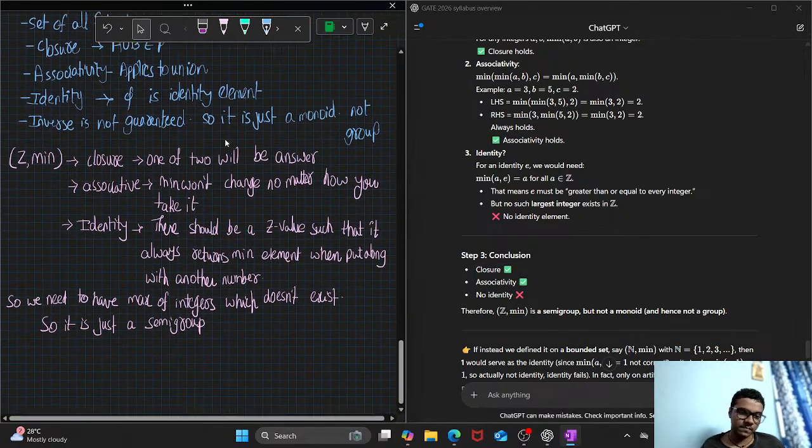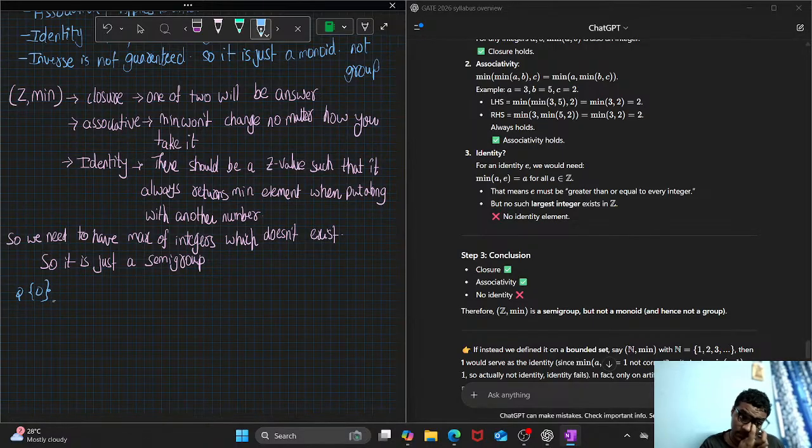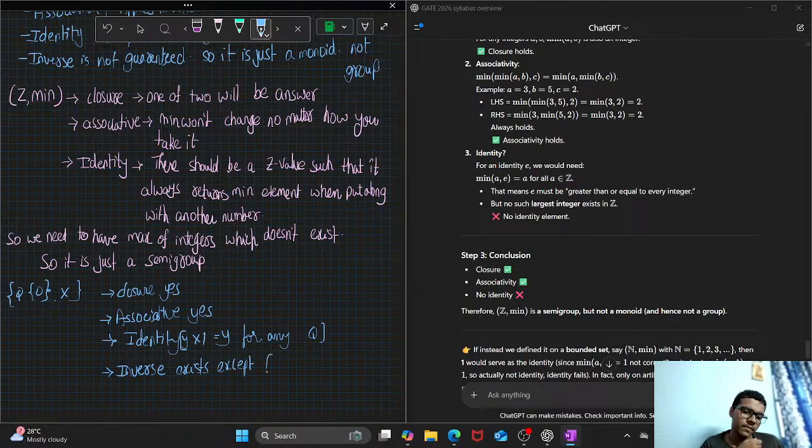And for the rationals Q except 0 with the multiplication operation: closure, associative, identity, into 1 equals y for any q, inverse exists except for 0. So it is a group.